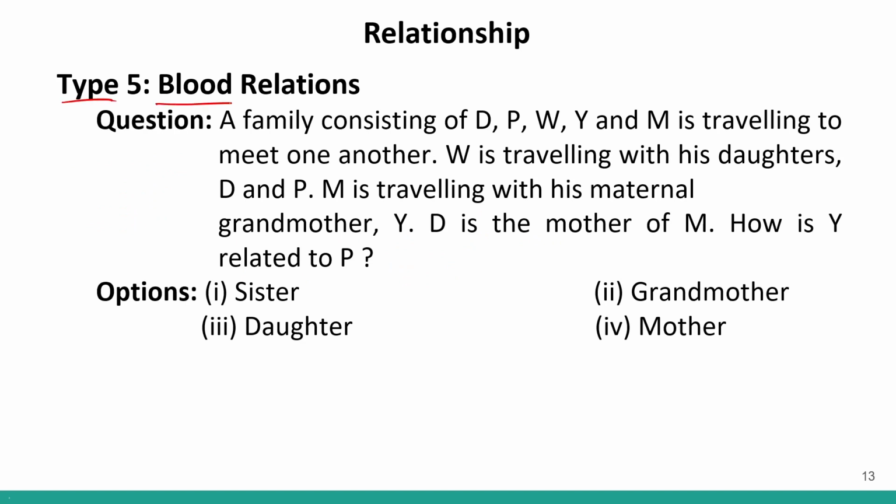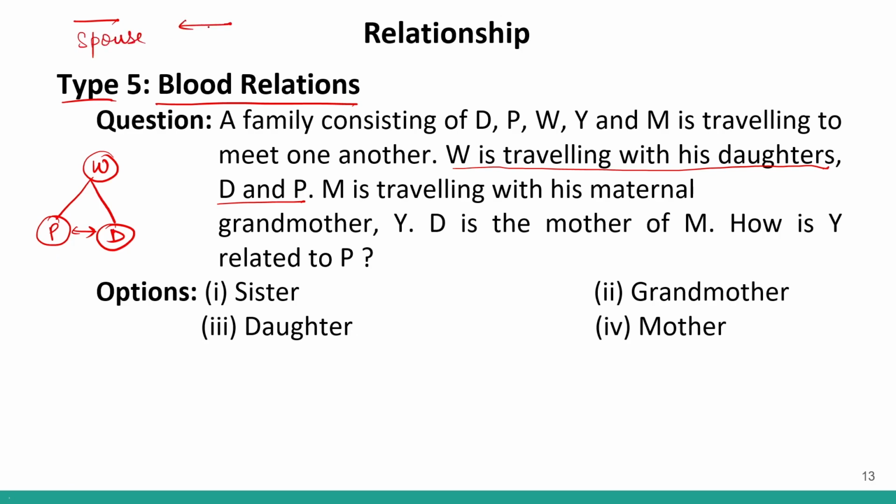Then we have type 5, blood relations. So here we have to draw a complete family chart. A family consisting of D, P, W, Y and M is traveling to meet one another. So how many members are there? 1, 2, 3, 4, 5 members are there. W is traveling with his daughters D and P. So W's gender is unknown, but he has 2 daughters, D and P. So they are siblings, correct? They are siblings. This denotes a spouse bond and this denotes a sibling bond. And since both of them are daughters, both of them will be female, right?